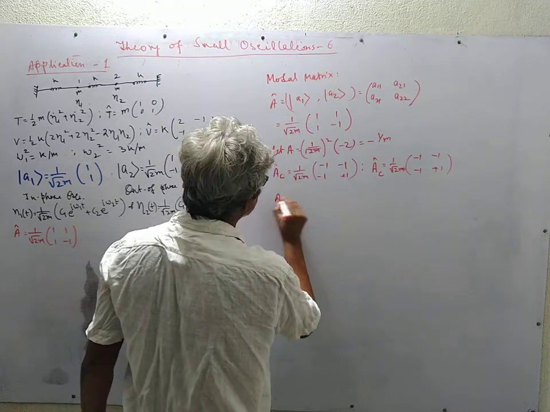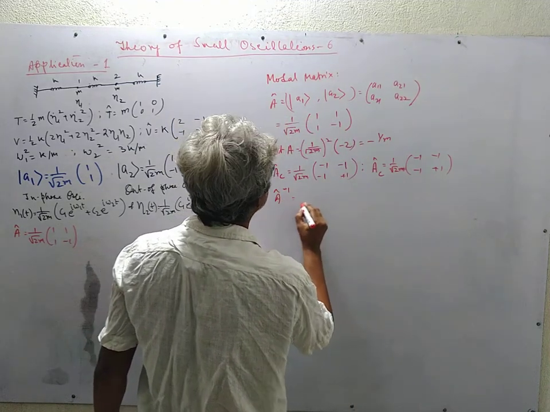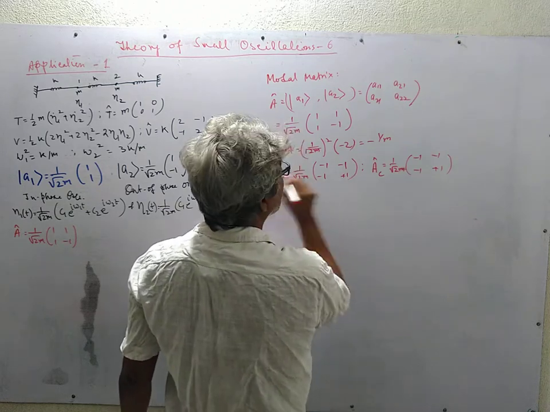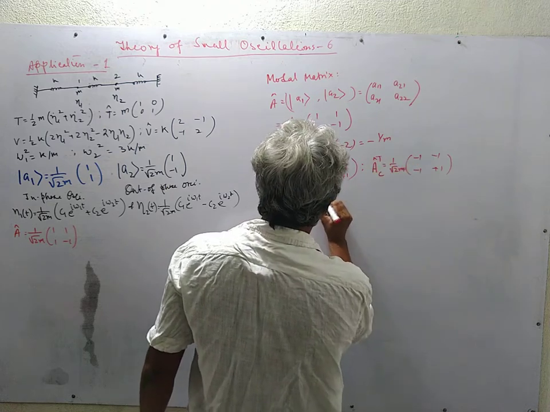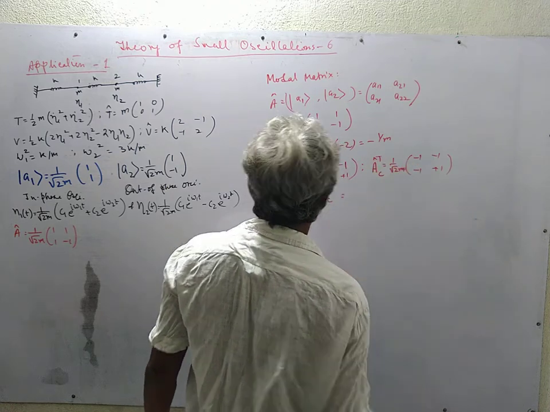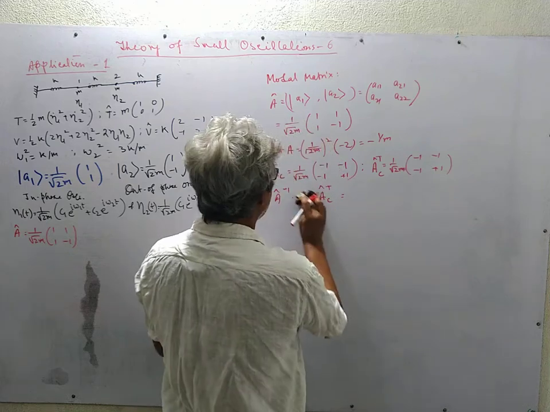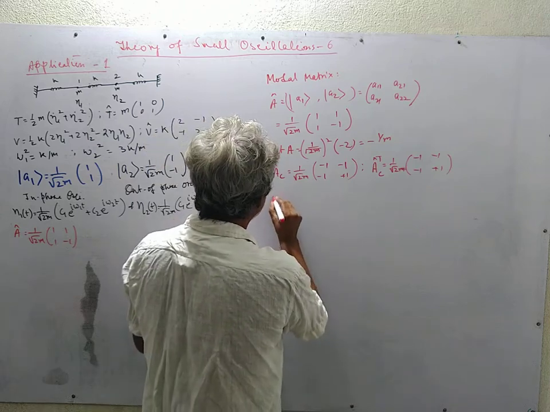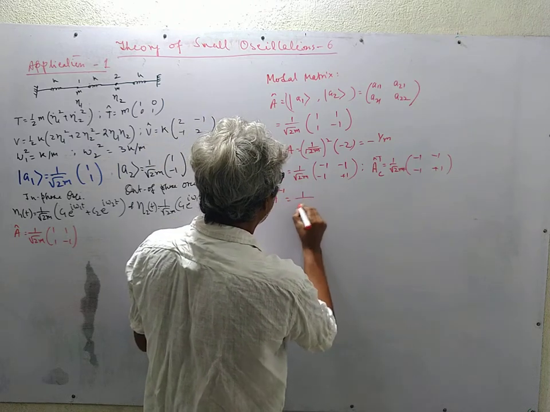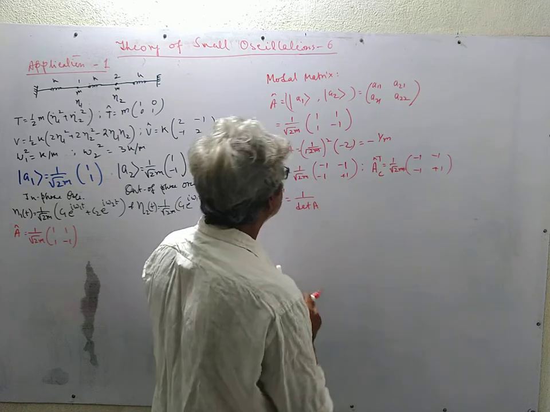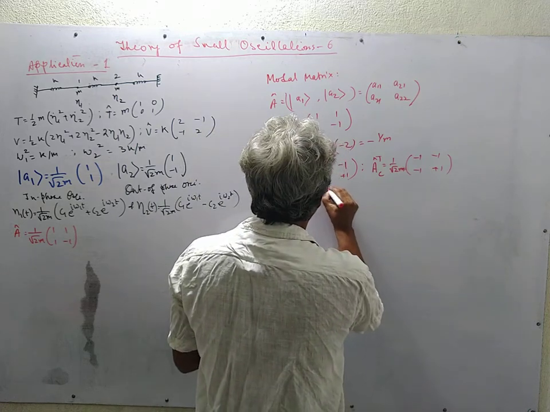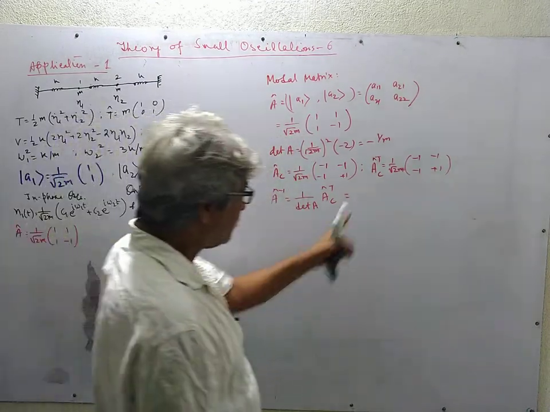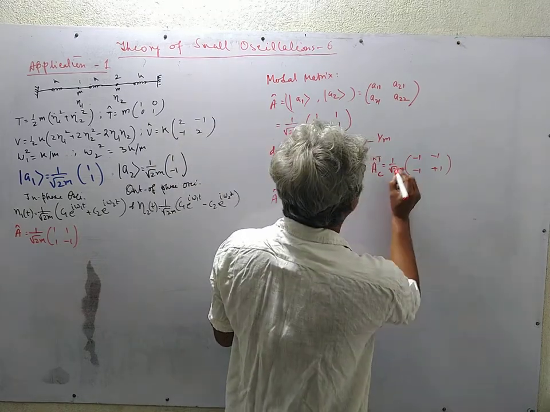And then A inverse is 1 upon det A times the A cofactor transpose. So let me write it explicitly. The inverse of matrix A is 1 upon det A times A cofactor transpose.